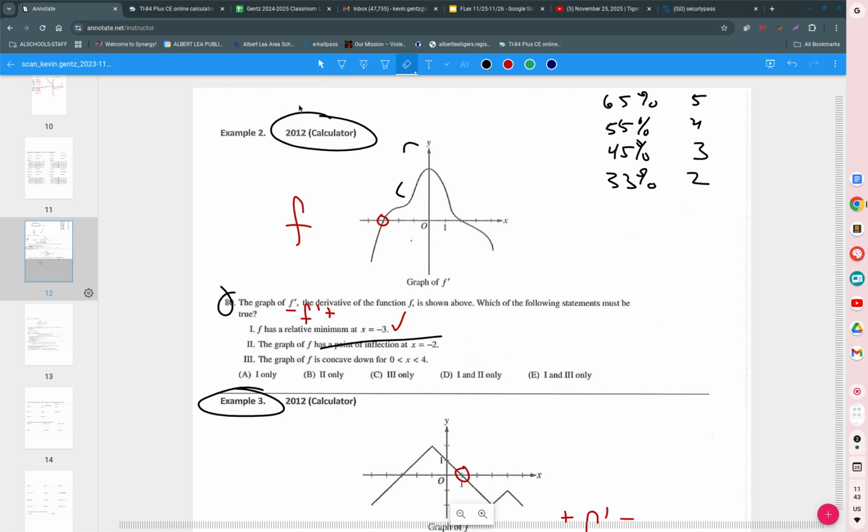The definition for concave down is where f double prime is negative. And if this is f prime, f double prime will be represented by the slope of the tangent lines. You can see that anywhere you draw them over here, they all have a negative slope. So 0 to 4 is correct. So this is 1 and 3. So it's letter E. I got confused since the stuff wasn't.